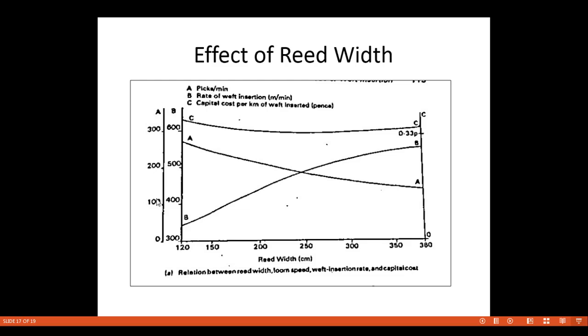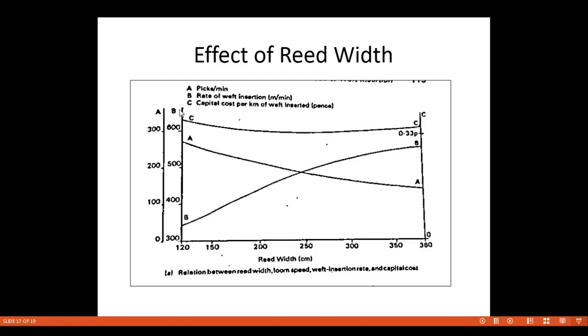And here is the A scale. That is picks per minute. So picks per minute is nothing but the RPM of the machine. So from 0 RPM to 100 RPM, 200 RPM, 300 RPM. RPM is revolutions per minute, which is nothing but picks per minute. So there is no difference between RPM and picks per minute. 100 revolutions per minute means you are inserting 100 picks in 1 minute. So here we can see 0 to 100, 200, 300. These are RPM and picks per minute.